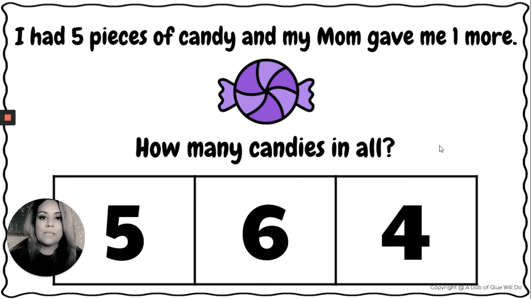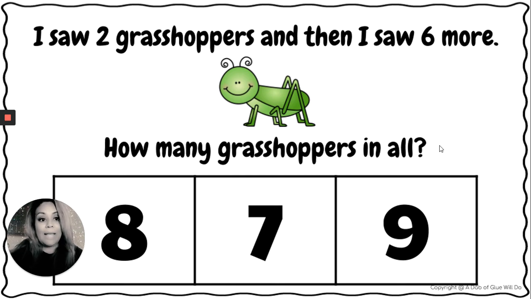All right, next, let's move on to the next story. I saw 2 grasshoppers, and then I saw 6 more. All right, so let me show you the math way. 2, and I'm going to add 6. Ready? 1, 2, 3, 4, 5, 6. How many grasshoppers are there total?